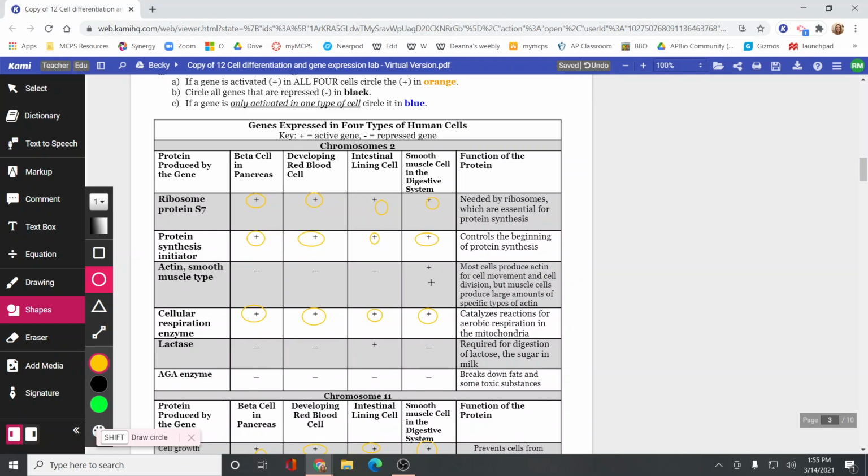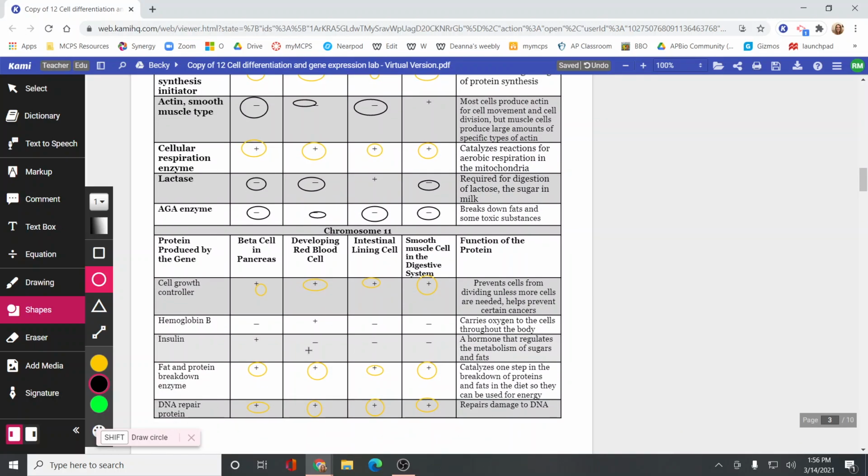Now I'm going to look for the genes that are repressed or turned off in certain cells. So I'm going to switch this to black. And I'm going to do every single minus. Oops, I'm kind of missing. That was a fail. Maybe start over here. There you go. So all of the minuses, whether there's 3 of them or 4 of them across, you're circling in black. And then here we go. So I'm doing both chromosome 2 and chromosome 11. So this is showing me which ones are always turned off, like they are never on.